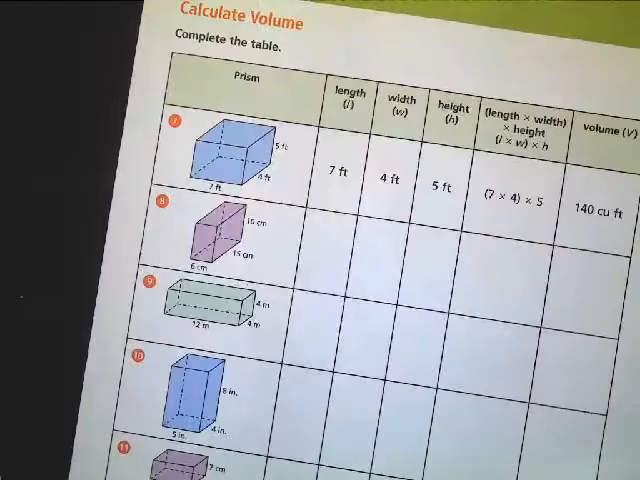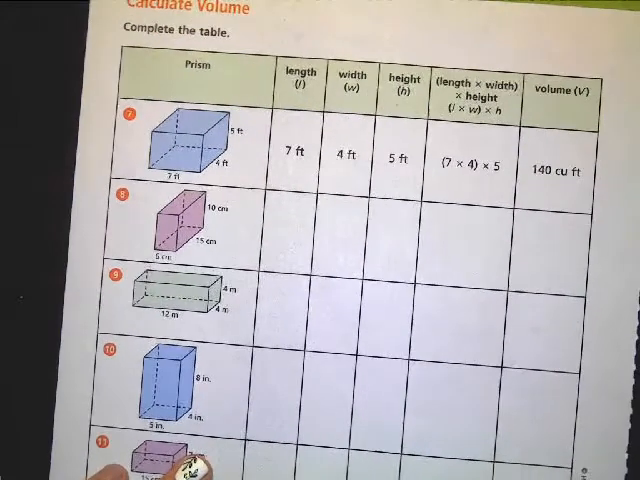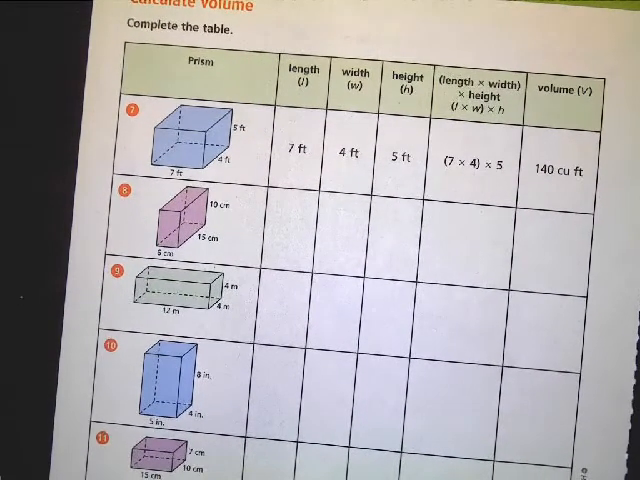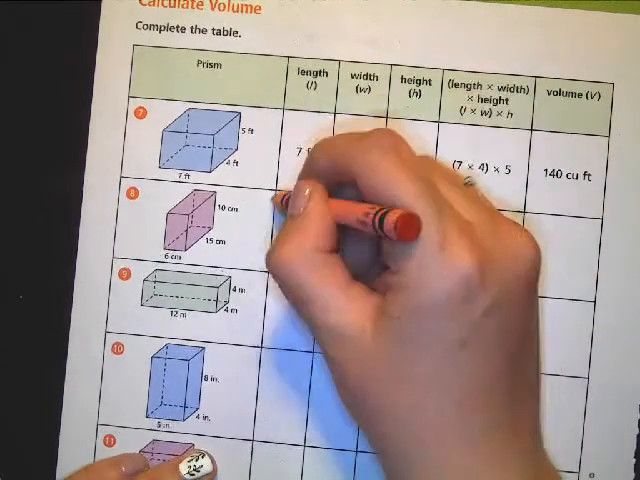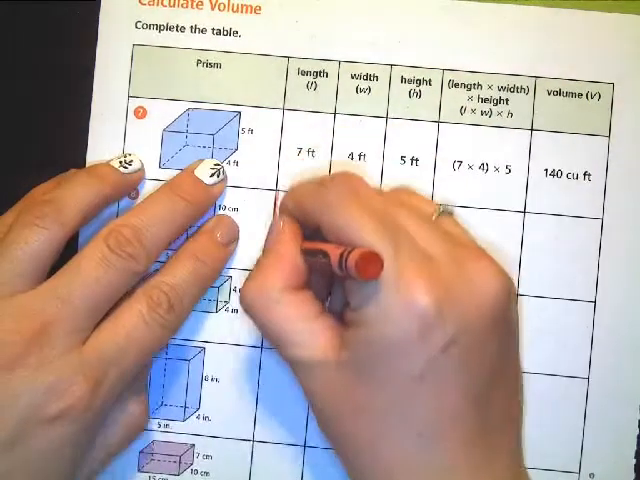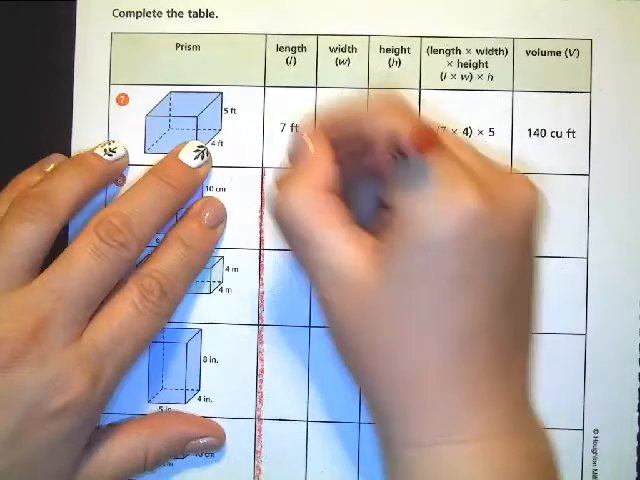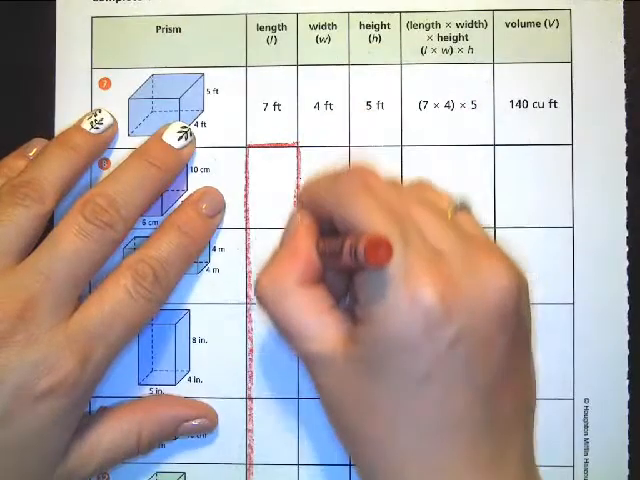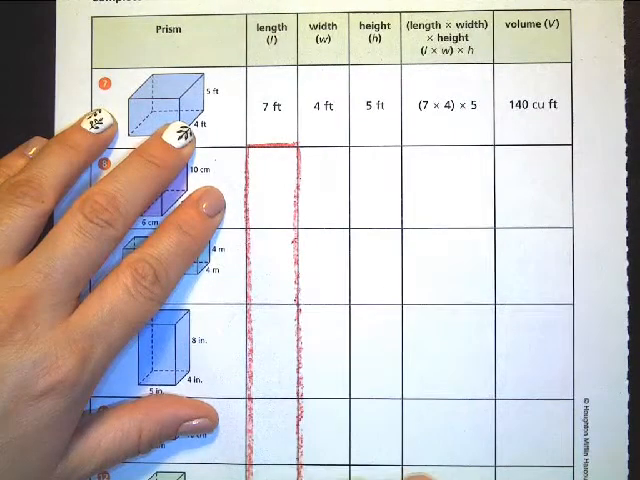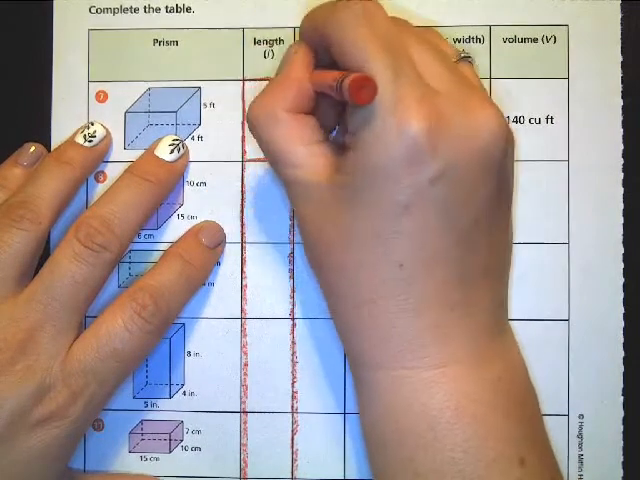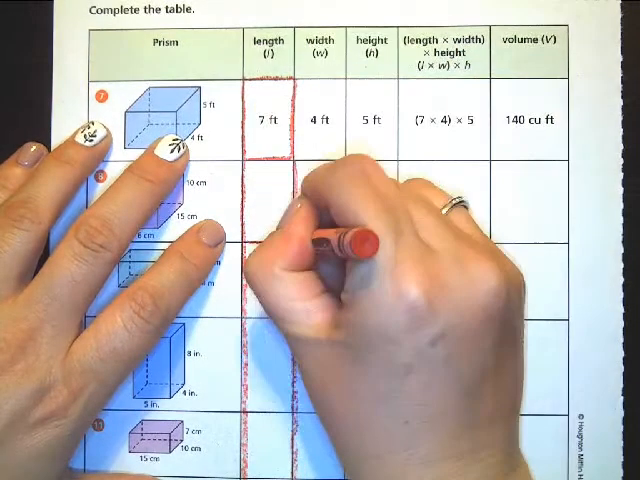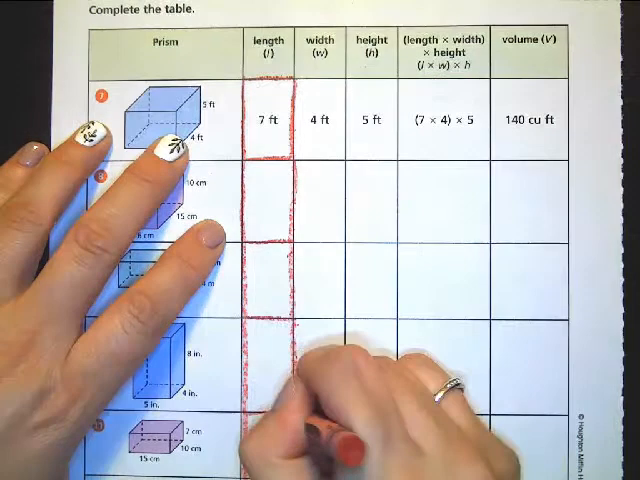Isn't that so awesome? Oh, volume is so awesome. And looking at a page like this might be overwhelming, but it's really not. It's pretty awesome. Okay? The very first thing we're going to be doing is finding the length. So we're going to take this whole column that we have to find and highlight it in red, because we've been doing lengths in red.